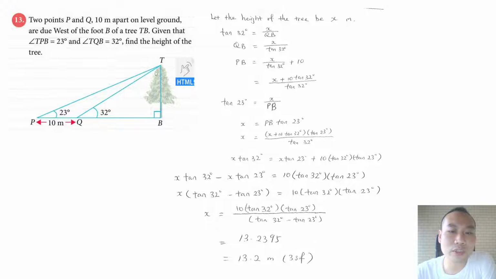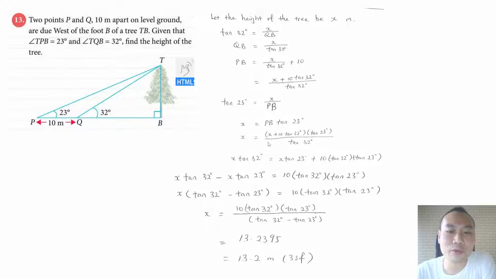Tangent 23, if you look at this now, tangent 23 is x over PB. Rearrange it, we get x equals PB times tangent 23. So after that, PB we also know is this expression from the first part of the solution. So I substitute it in, and we get this thing over here. It looks scary, but let's walk through.